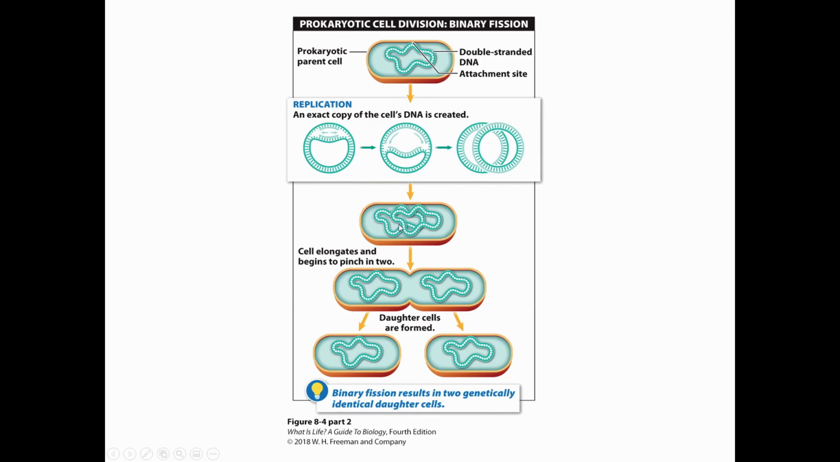Once we've done that, the cell is going to elongate. We start to see this pinching in. We see that one circular chromosome's on one side and the other circular chromosome's on the opposite. And then finally we can split into two, creating the two daughter cells that are 100% identical to each other, genetically speaking.